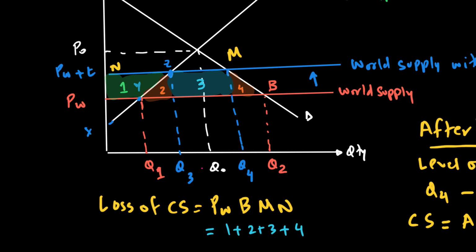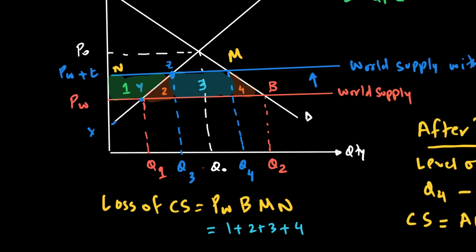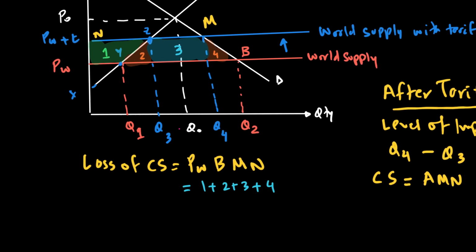And the reason why we're getting into this is because we will find questions in exams where they ask you, okay, what happens when you put a tariff? So first thing what happens is that when the consumer surplus goes down because the price has gone up from P_W to P_W plus T, clearly some consumers are denied of the good. These Q2 minus Q4 consumers are denied of the good, and this area 4 is their loss of consumer surplus because they no longer can buy the good.